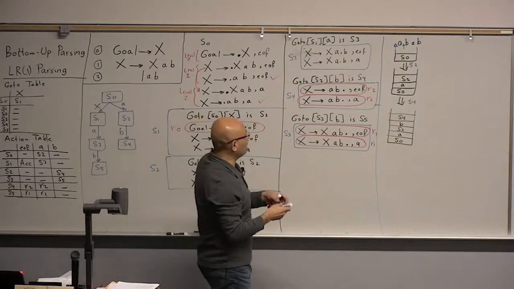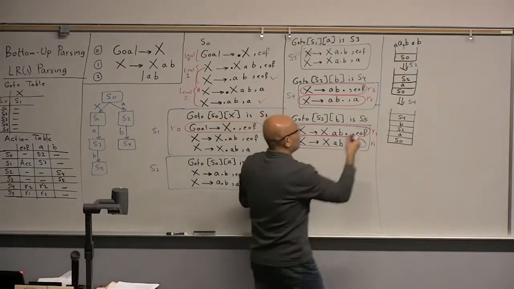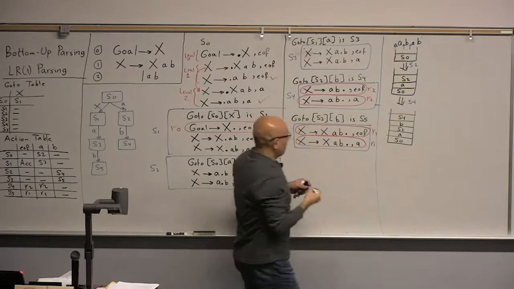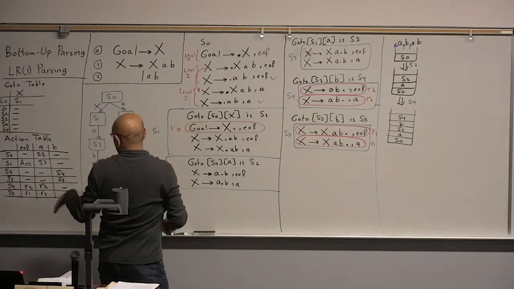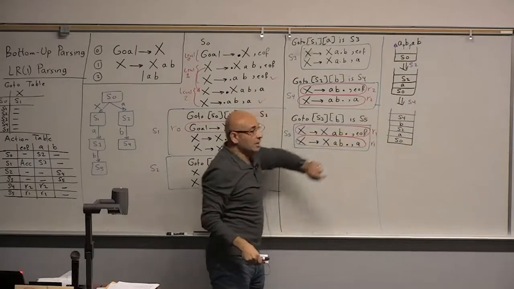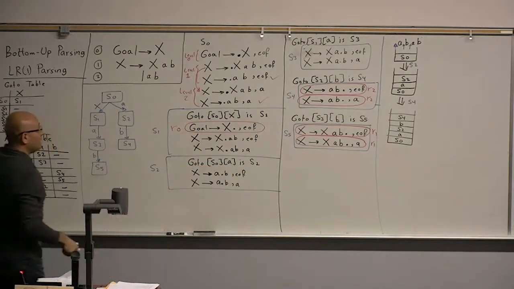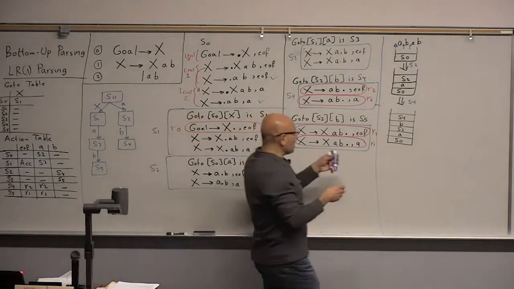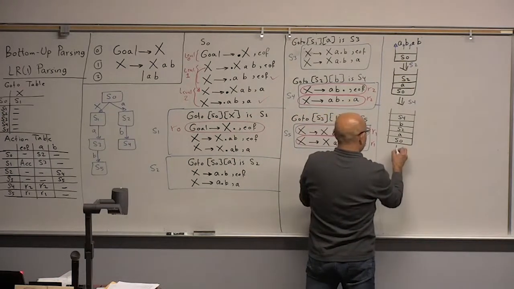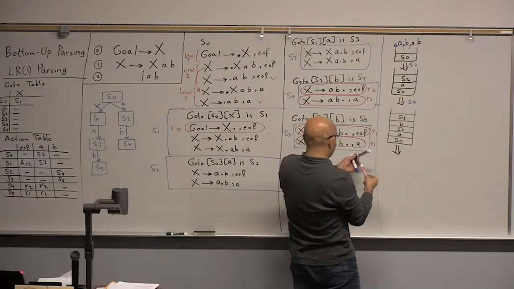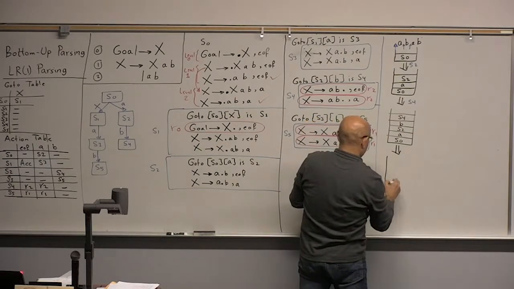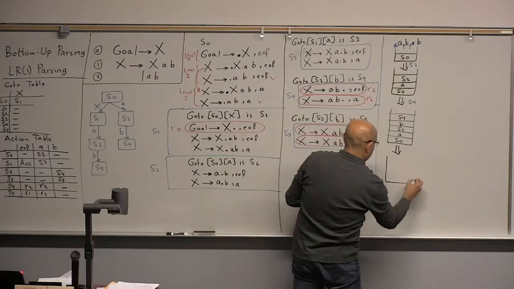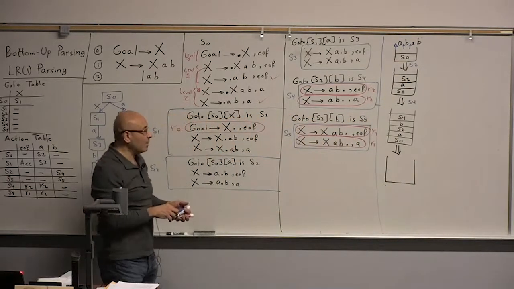We have already shifted the A and the B, so our look ahead now is an A. Now we consult the table. We are in S4 and our look ahead is an A. It tells us to reduce by rule number 2. We have to be careful now when we do the reduction. Why? Because we have to first pop. In fact, it's going to be smaller. So what do we pop here? How many states do we pop?